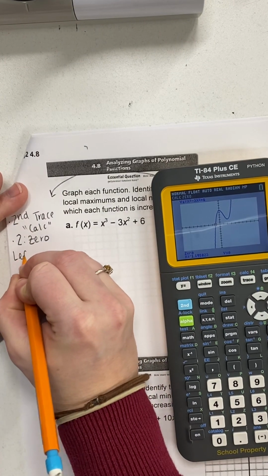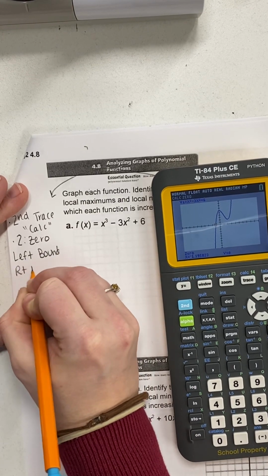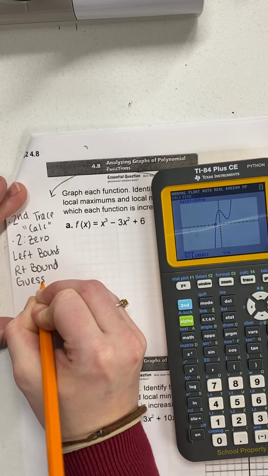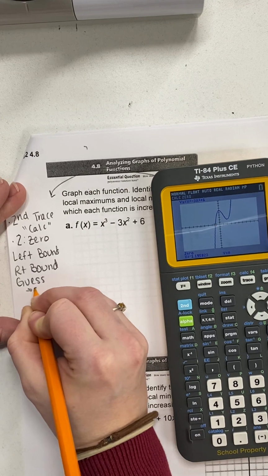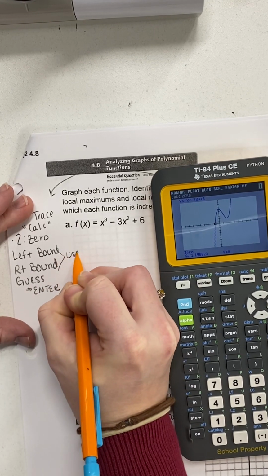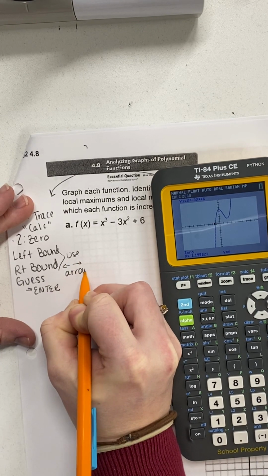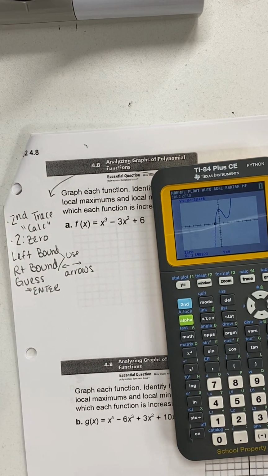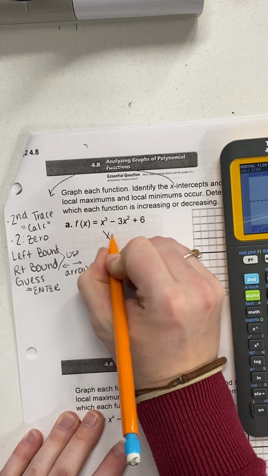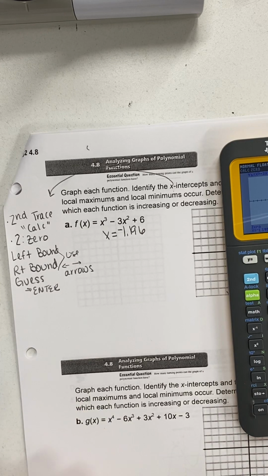Okay, so just recap. We have to create our left bound, create our right bound, and then do our guess. And after each one of these, you're going to hit enter. All right, and here we're going to use our left and right arrows. Okay, so in this case, it should give me a y as 0 and an x, and I'm going to do 3 decimal places for right now.